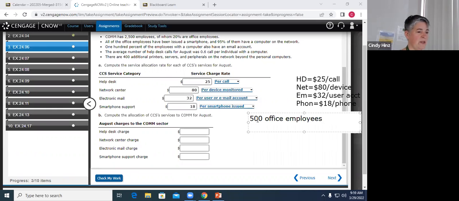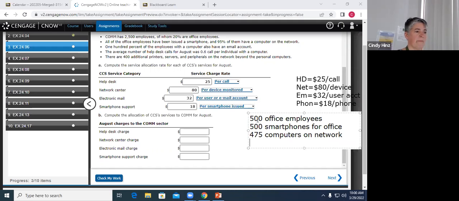All of the office employees have been issued a smartphone. 95% of them have a computer on the network. So 500 smartphones for the office employees. 95% of those 500 have a computer on the network. So 95% of 500 is 475 computers on the network. That's the second bullet point. 100% of the employees with a computer also have an email account. So if there are 475 computers on the network, there are 475 email accounts.